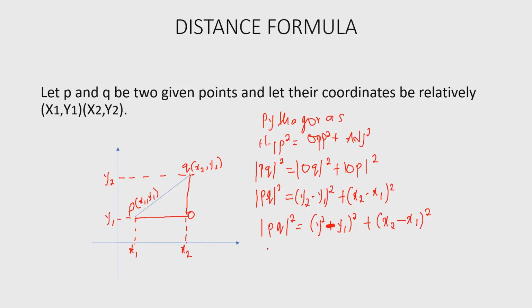So therefore my distance PQ, that is the distance between P and Q, sorry, there's no square here, is going to be the square root of y2 minus y1 squared, then plus x2 minus x1 squared. We have to find the distance of points PQ.